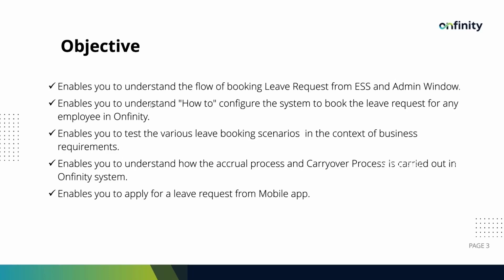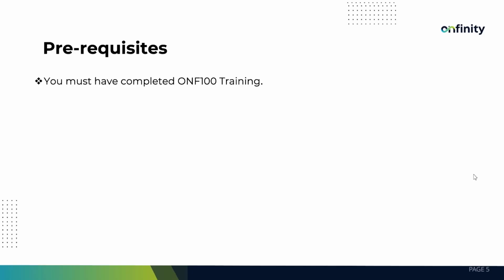This training will help you understand the flow of leave booking from both the employee self-service and admin windows. You will learn how to configure the system to process leave requests for any employee in Onfinity. We will cover the details of leave booking and various scenarios based on business requirements. Additionally, you will learn how the accrual and carryover processes work in the Onfinity system and how users can apply for leave requests directly from the mobile app. Please note that the prerequisite for this training is that users must have completed ONF 100 training before attending.